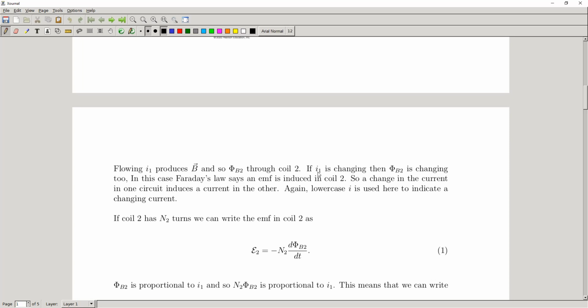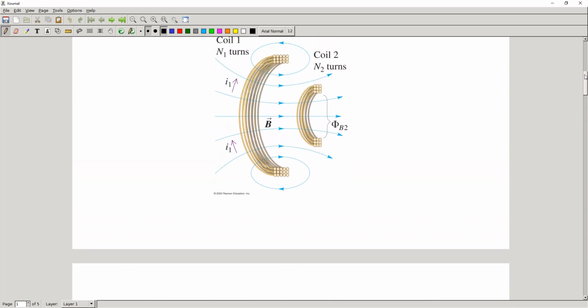So if we have I1 changing, then clearly we have a changing flux through coil 2, right? If I1 is changing, then our phi B2 is changing. In this case, we know that Faraday's law says that we have an EMF induced in coil 2. And so we have this changing current in one that is inducing a current in the second one, because this EMF is going to drive a current in our second coil.